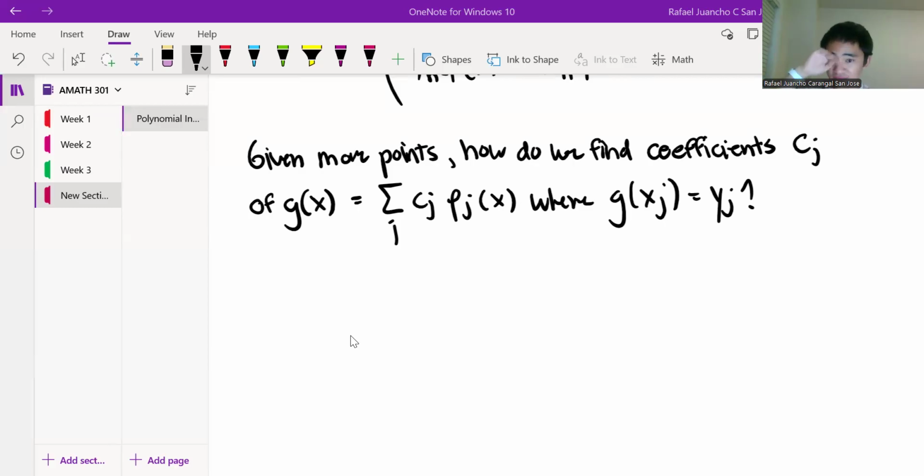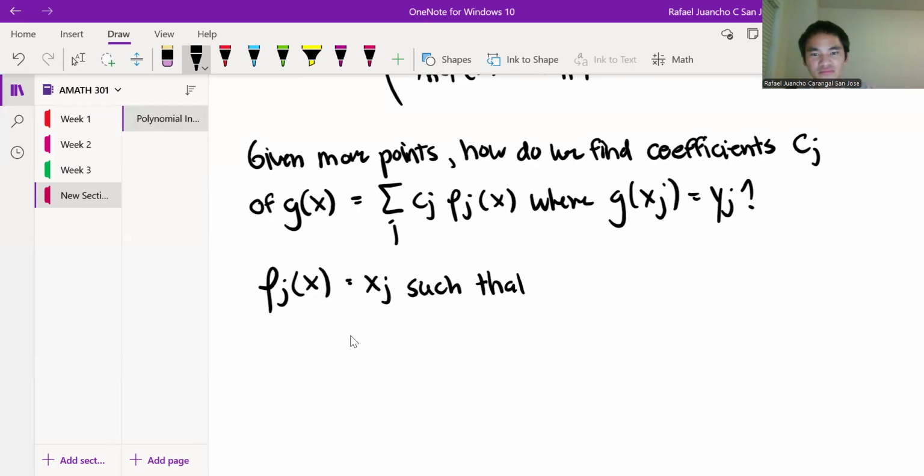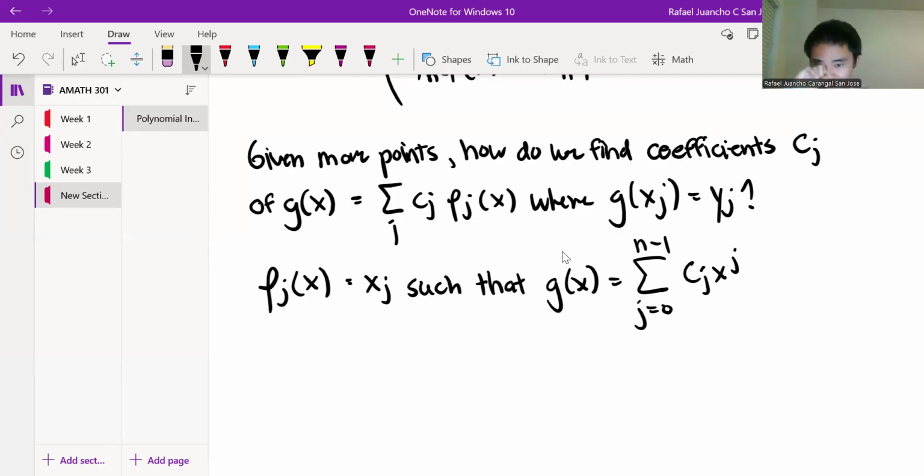Okay, here's what I'm going to try. Let's say my rho is going to give me an output of the actual x value, such that my function approximation then is some summation from j starting at 0 all the way to n minus 1 of cj x to the jth power. What if we do that, right?